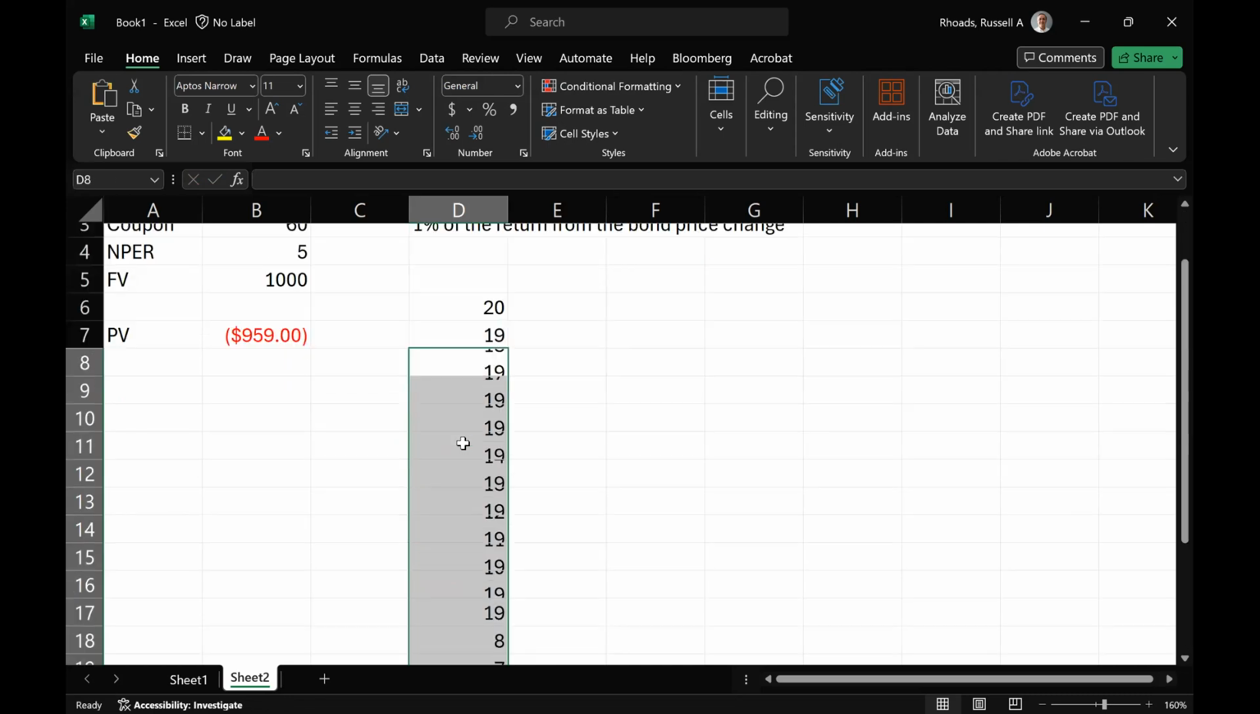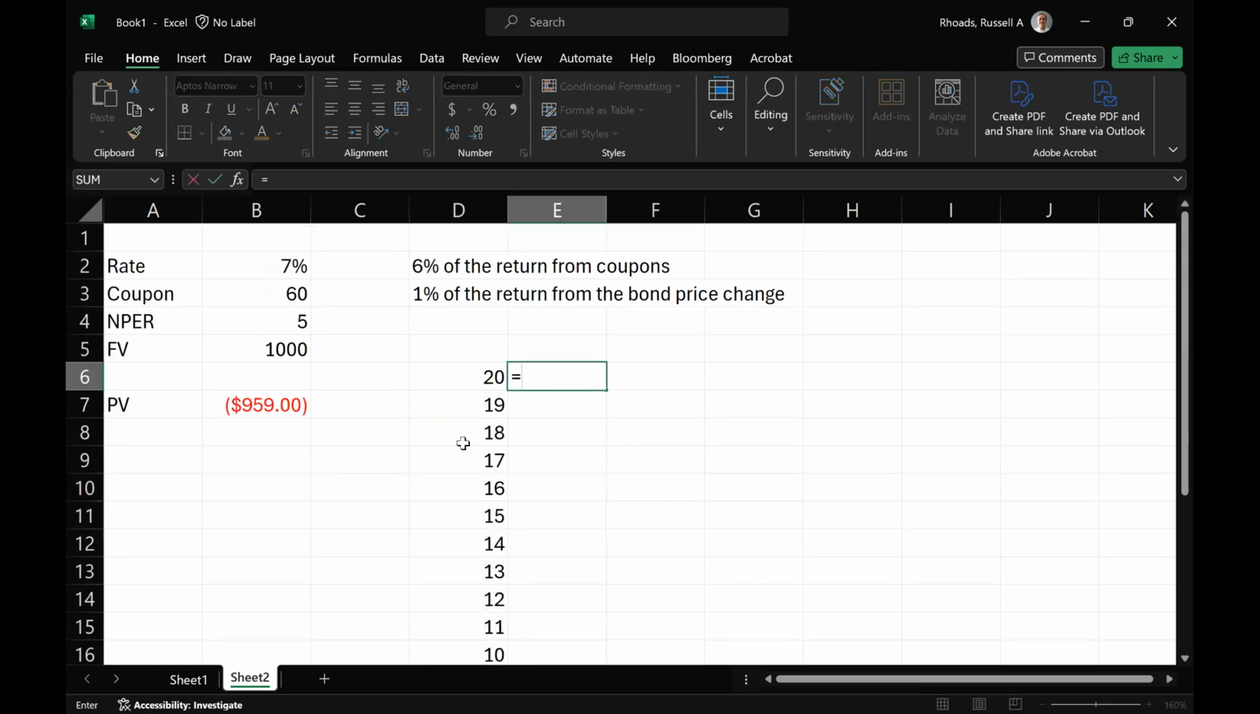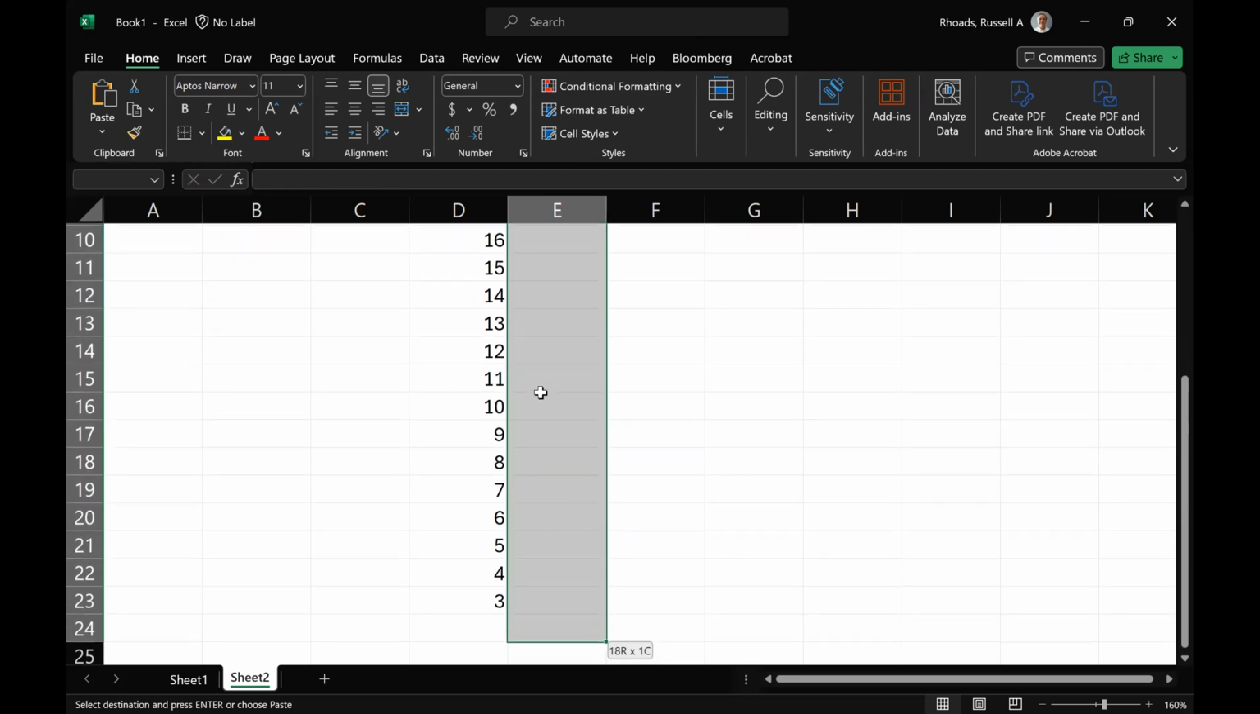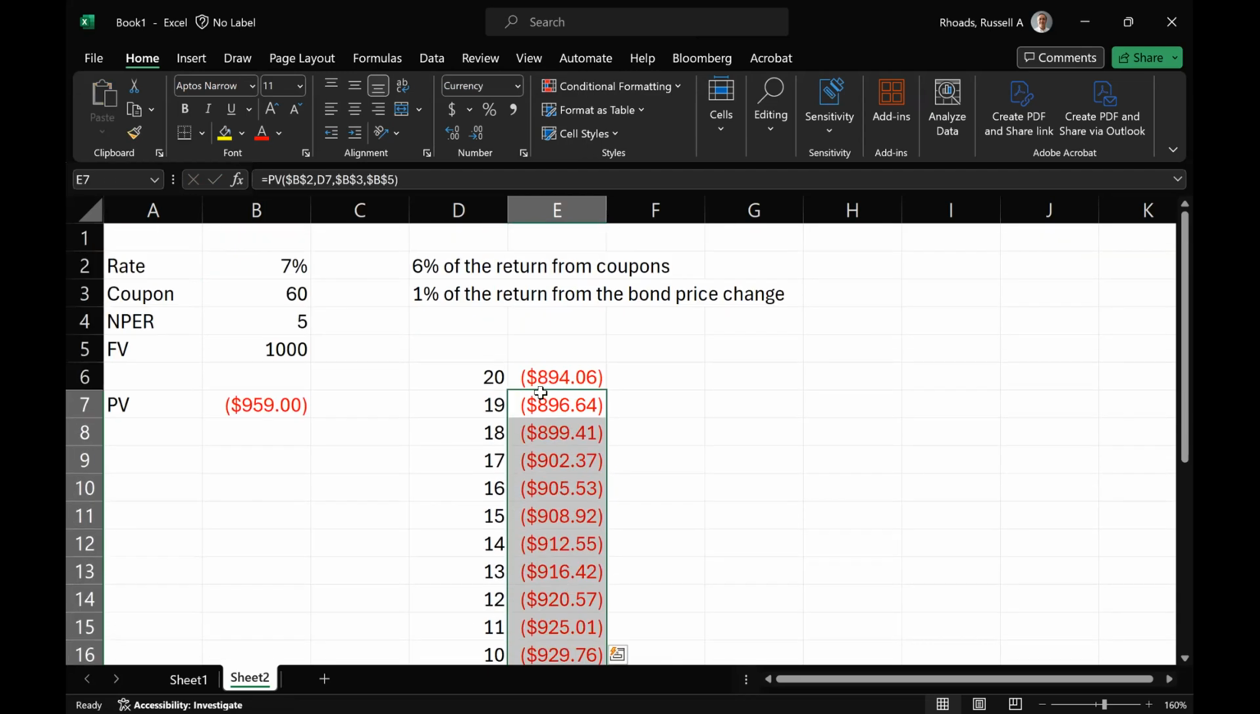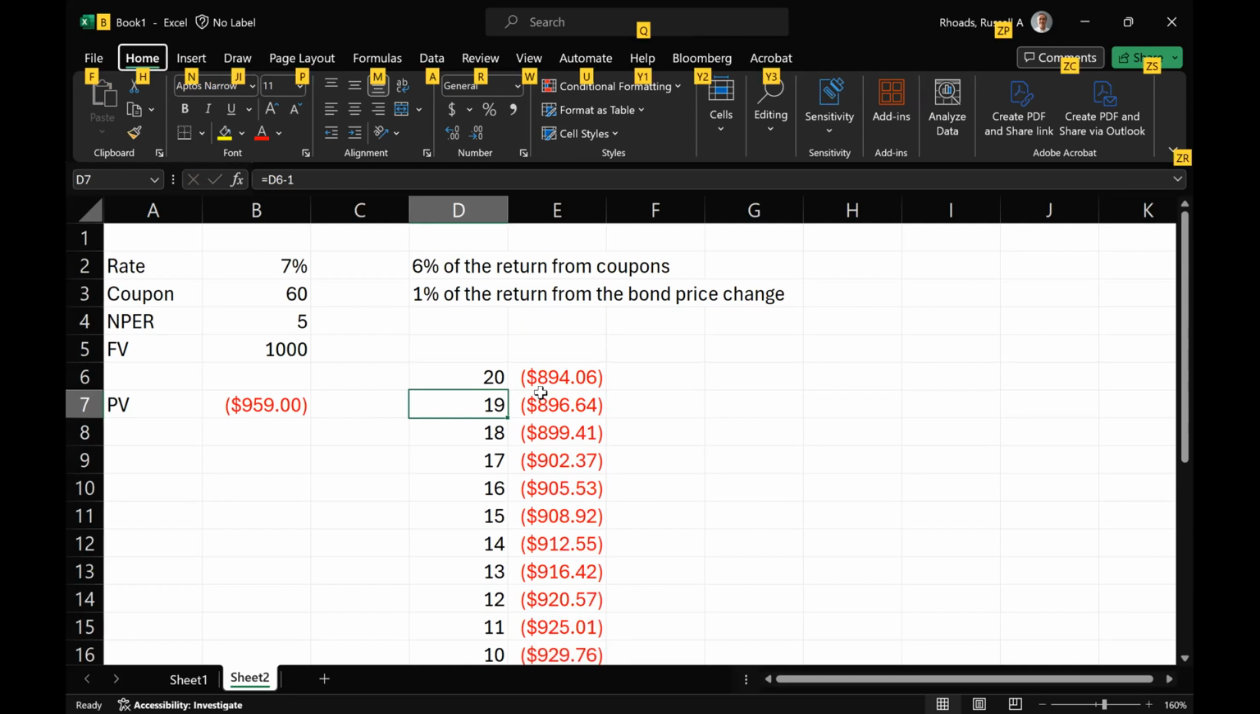Present value is B2. Payment is B3, and then the future value is B5. So this is the bond price over time. And I'm gonna do something cool. You just gave me a brainstorm. I'm gonna be so much better at teaching this stuff after you guys.